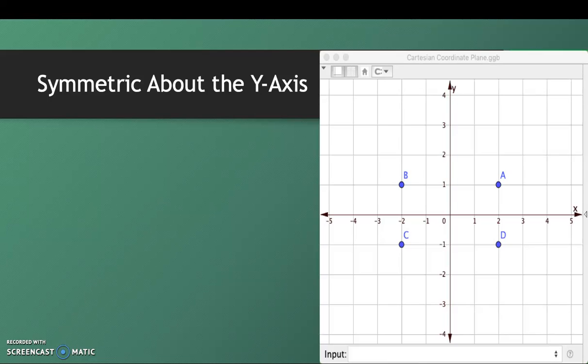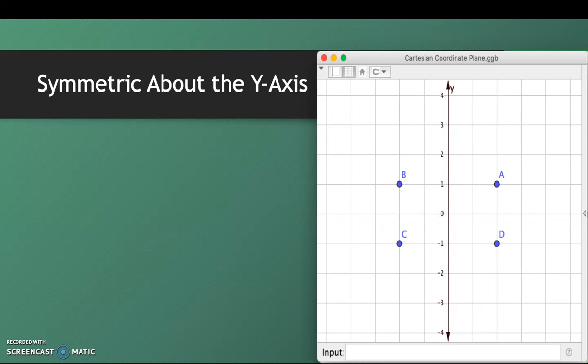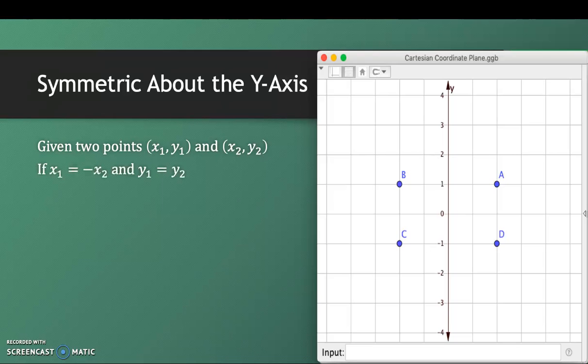Also, we'll observe points that are being reflected with respect to the y-axis. Reflection with respect to the y-axis is considered to be symmetric about the y-axis. Symmetric about the y-axis: given 2 points, (x1, y1) and (x2, y2), if x1 equals negative x2 and y1 equals y2, where the x-coordinates are a negative of the other and the y-coordinates are the same, then the 2 points are symmetric with respect to the y-axis.